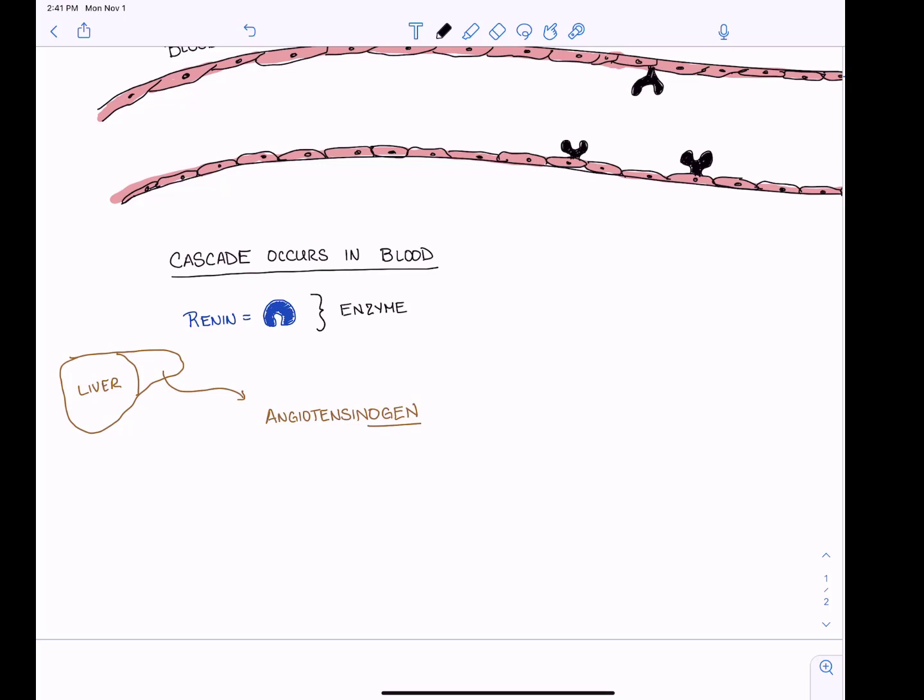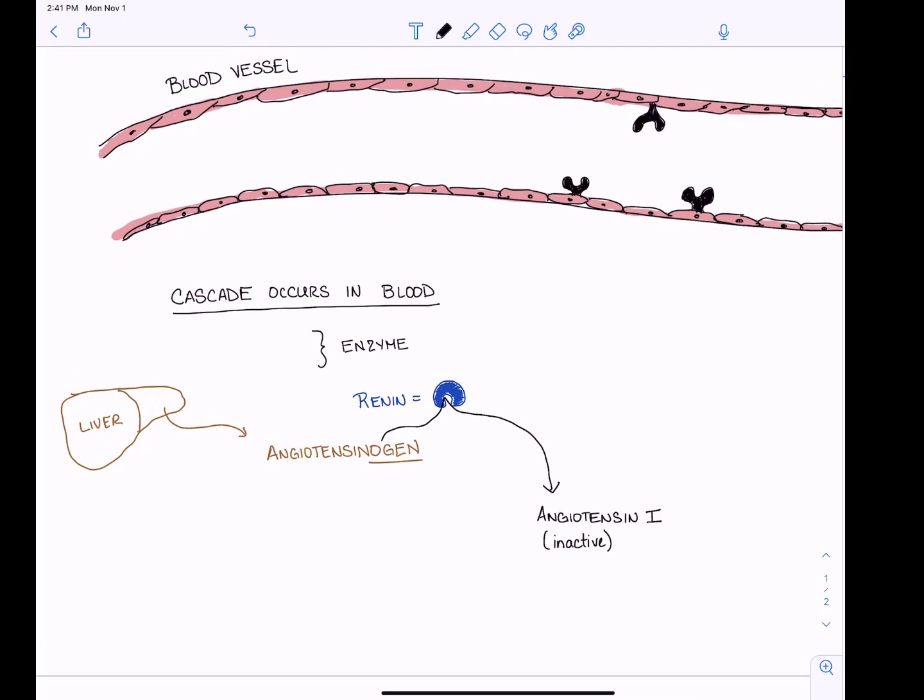Renin is a particular enzyme that acts on angiotensinogen. When renin acts on angiotensinogen, it catalyzes a chemical reaction that changes angiotensinogen into angiotensin I. Now, interestingly enough, angiotensin I is still an inactive form. A second enzyme called ACE, which stands for angiotensin converting enzyme, is required to convert angiotensin I into the active form, which is aptly named angiotensin II.